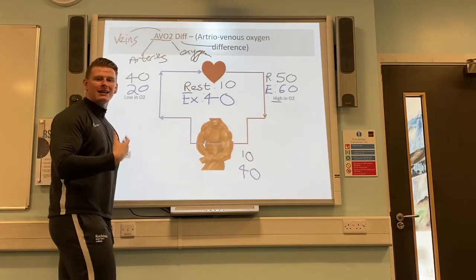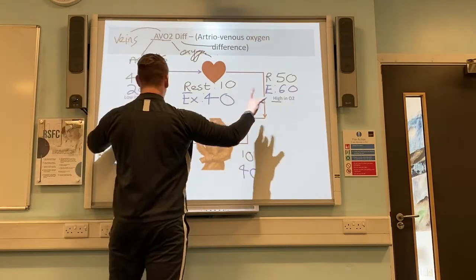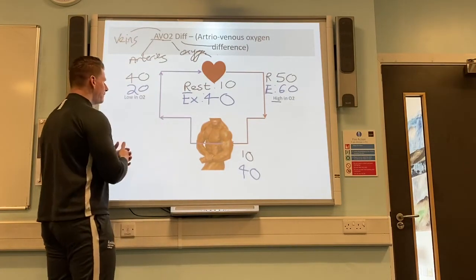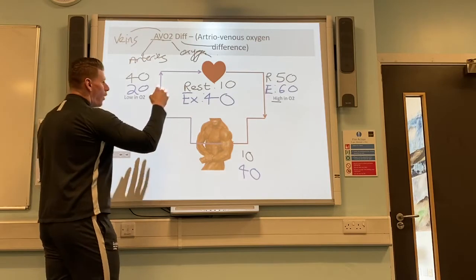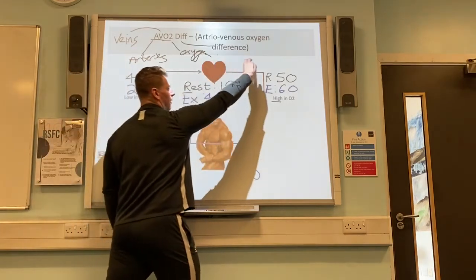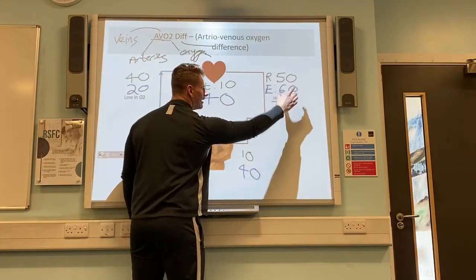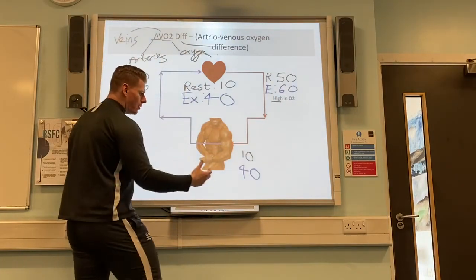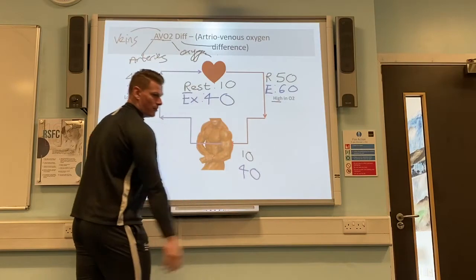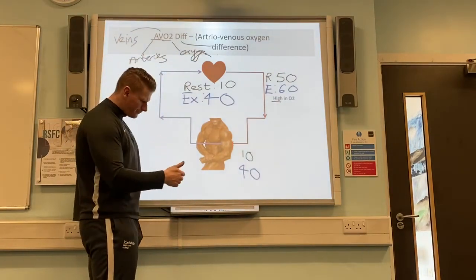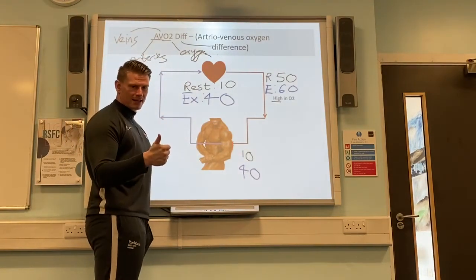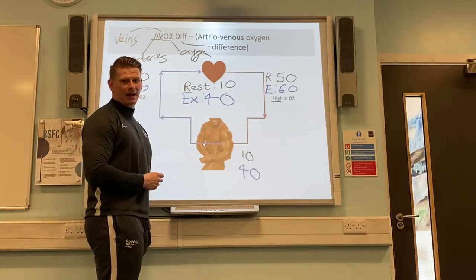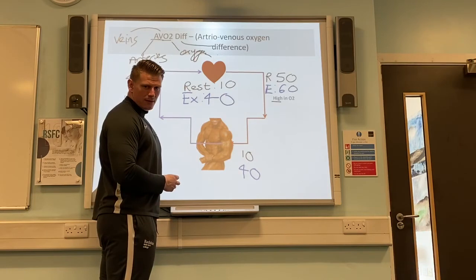Then, during exercise, this AVO2 difference will increase. That's beneficial because all that's telling us is, first of all, we have an increased amount of oxygen in the blood going to the muscles, but also more is being used in the muscles, which means now I can oxidize lactic acid, and it allows me to use aerobic respiration while working at a higher intensity.